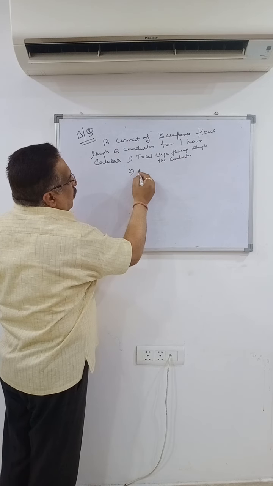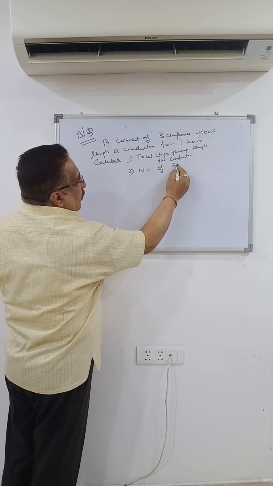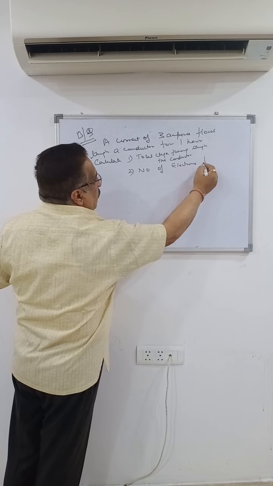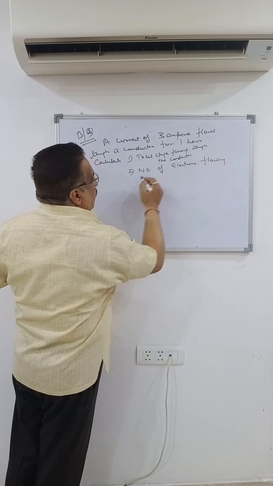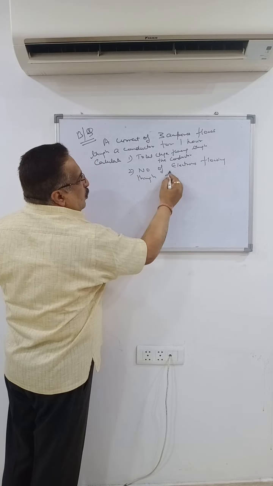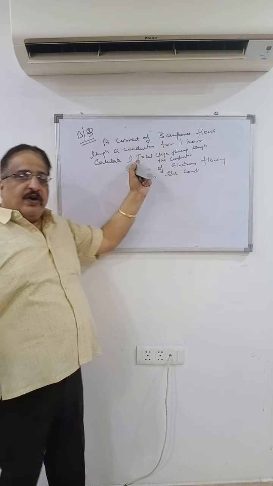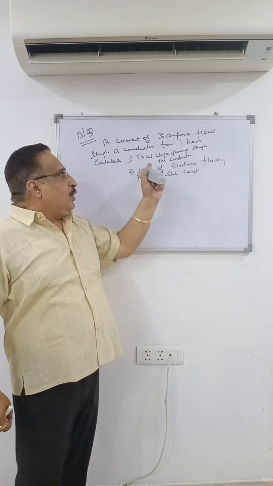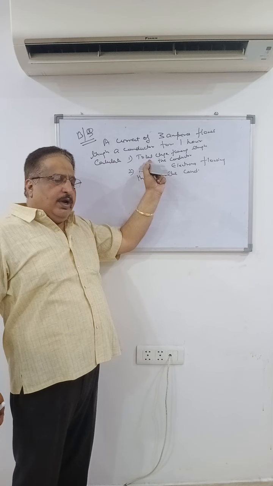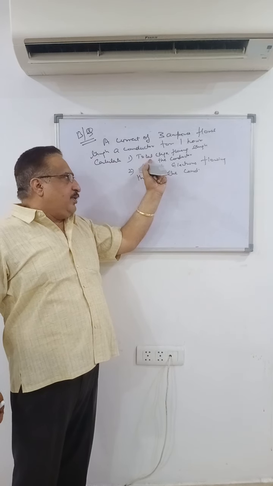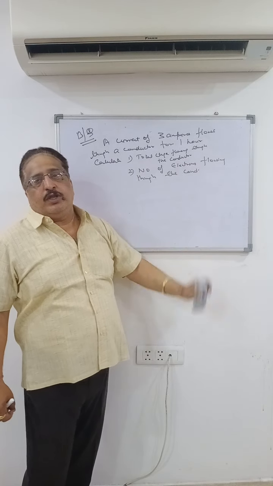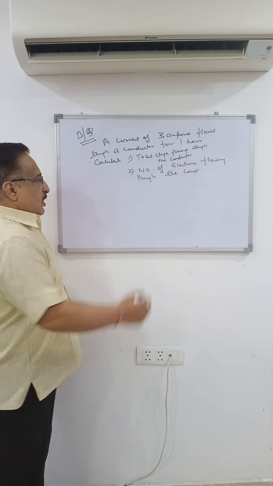And number 2, number of electrons flowing through the conductor. First of all, the first part you have already done in the last question, total charge. Total charge can be calculated. If I and T is given, you can calculate charge. But number of electrons flowing through the conductor, that is the main thing.